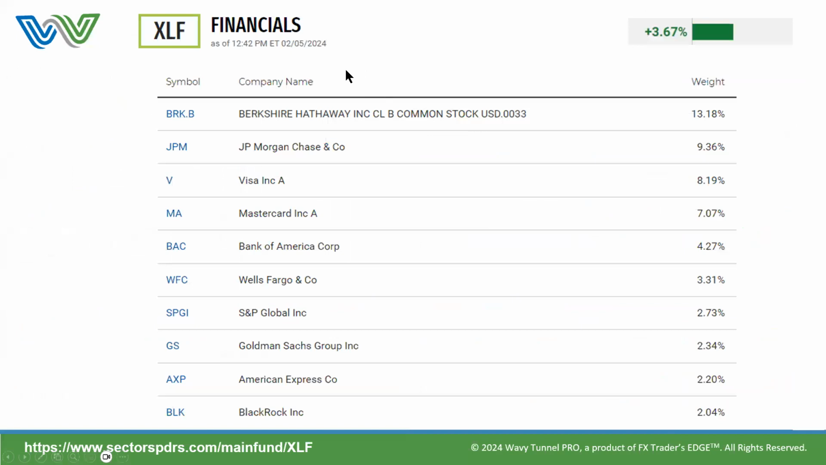Now the financials, up 3.67% year to date. Leader is not the leader. The strongest weight is Berkshire Hathaway at 13.18%, followed by JP Morgan Chase at 9.36%, my alma mater, Visa, MasterCard, Bank of America, Wells Fargo, etc. So these are performing very, very well.